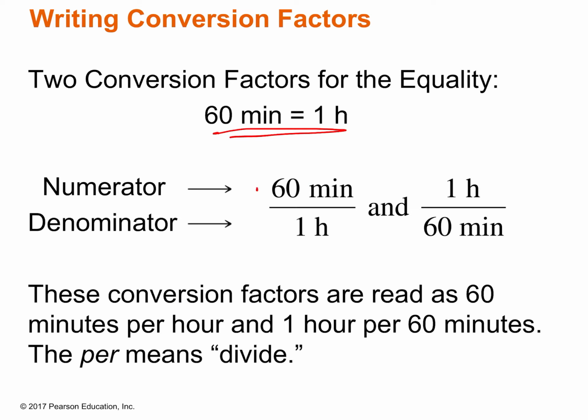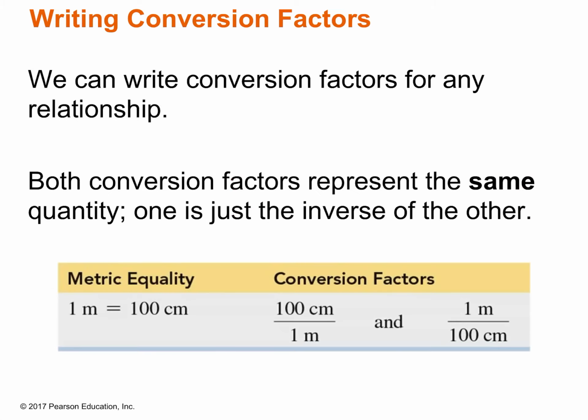And the way that we read these conversion factors is 60 minutes per 1 hour, or 1 hour per 60 minutes. That line means per, essentially, and the per in our calculations will mean divide. Okay, so for each equality, we can always write two conversion factors. In one instance, one half will go on the top and the other half will go on the bottom. And then for the next one, the other half will go on the top, and the other half will go on the bottom.